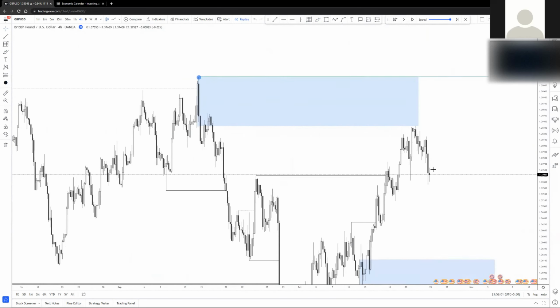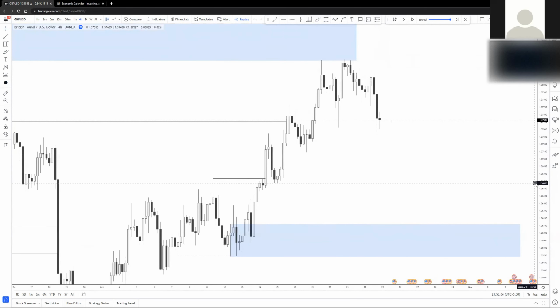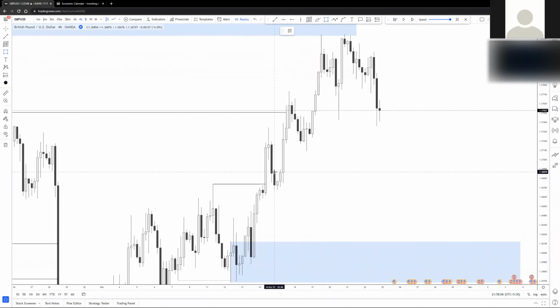And now, do you have any reason to mark out this low right here? Yeah, it did break structure, but did it take out liquidity? No. No swing low was taken out. So simply, it's not a strong low. It only broke structure. It never took out liquidity. So we can't mark that out.